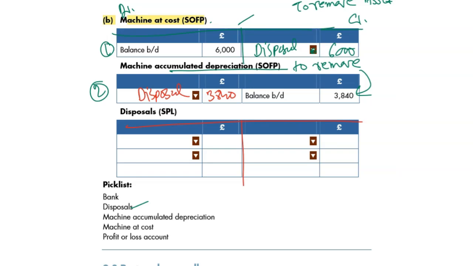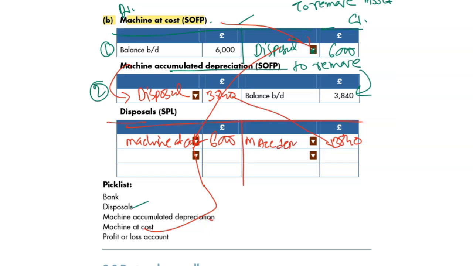In this disposal account, we have to find out whether it's profit or loss. So asset credit, disposal debit, 6,000, and you write machine at cost. Then the second one: accumulated depreciation was debited in the accumulated depreciation account, but in the disposal account it goes on the opposite side. 3,840, and you write the opposite account name, machine accumulated depreciation.